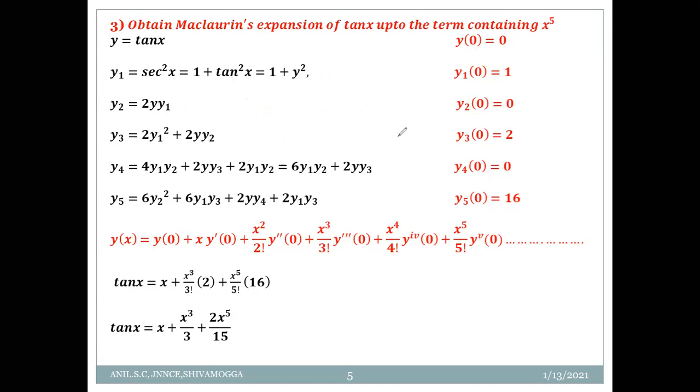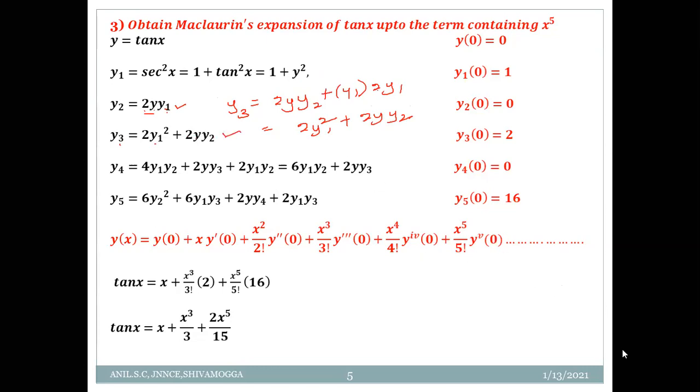Next, to find the third derivative, differentiate this with respect to x. Derivative of y2 is y3. This is equal to 2y is first function and y1 is second function. 2y into derivative of y1 is y2 plus keep y1 as it is and derivative of 2y is 2y1. Therefore, this is equal to 2y1 square plus 2y into y2. This is third order derivative.